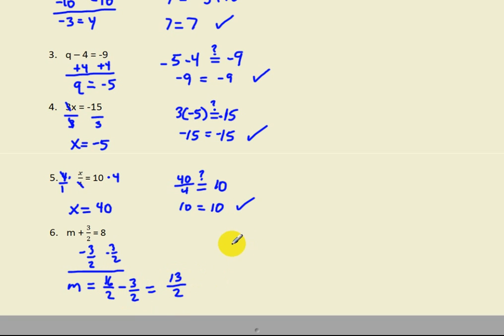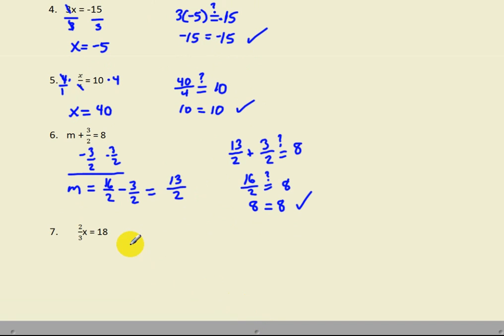So substitute that back in place of m, and we want to notice 13 over 2 plus 3 over 2 equal 8. And we have a common denominator, which means we can add the numerators. So 13 plus 3 is 16 over 2. Does that equal 8? 16 divided by 2 does equal 8. So our solution checks.